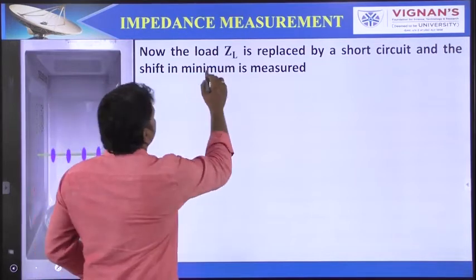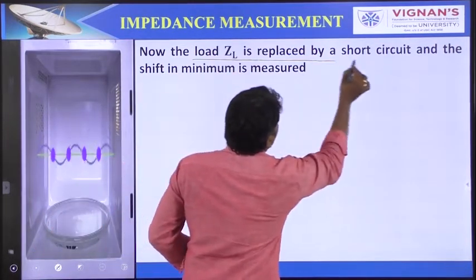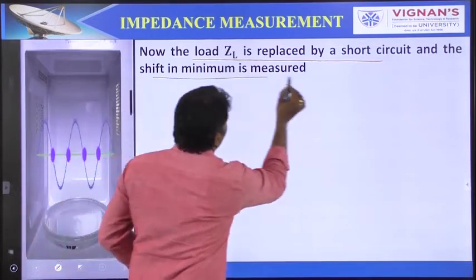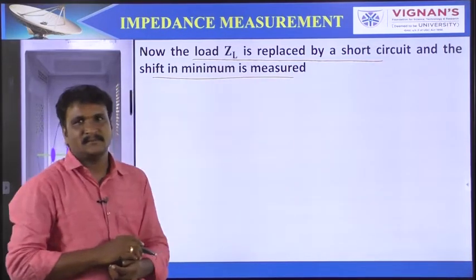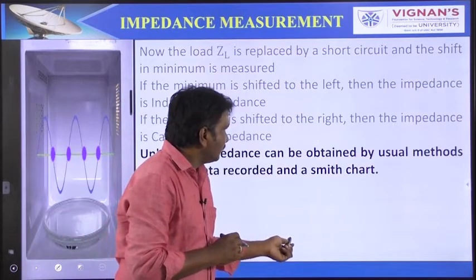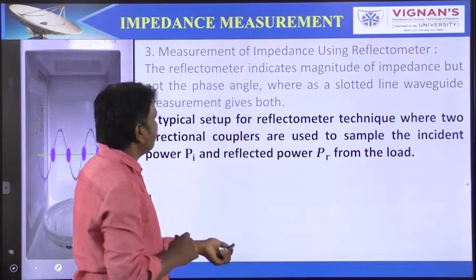Now the load ZL is replaced by a short circuit and the shift in minimum is measured. Previously, in the first bench setup, we can observe this kind of waveform.